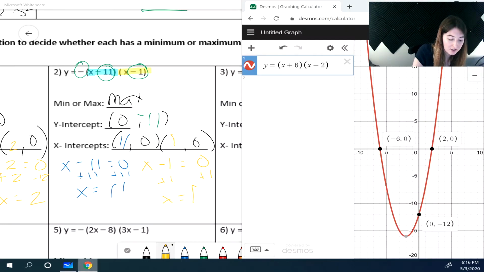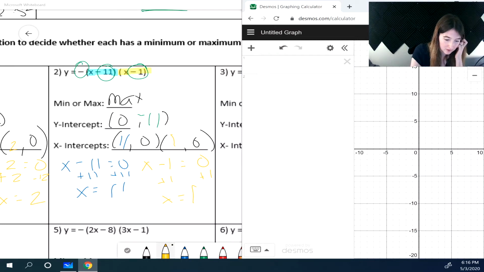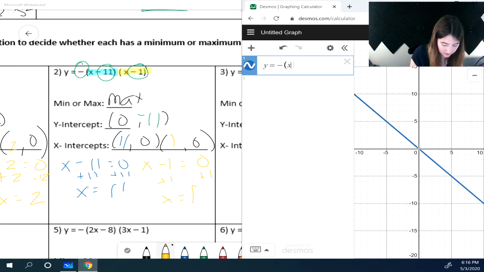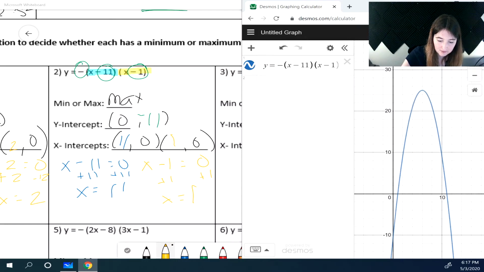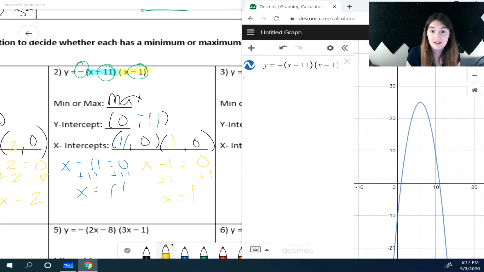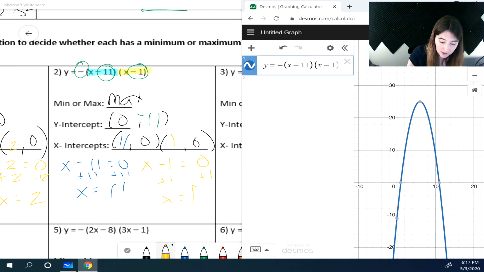Let's go ahead and check on Desmos, see if we got that right. Y equals negative parentheses x minus 11 parentheses x minus 1. Okay, let's shrink it. Okay, it opens down, so I have a maximum. My y-intercept, 0, negative 11, and let's check our x-intercepts, 1, 0, and 11, 0.